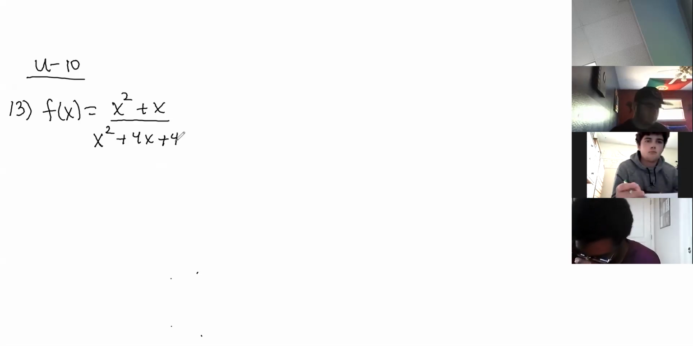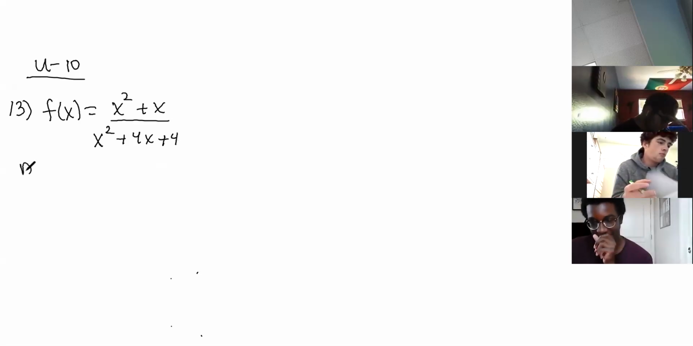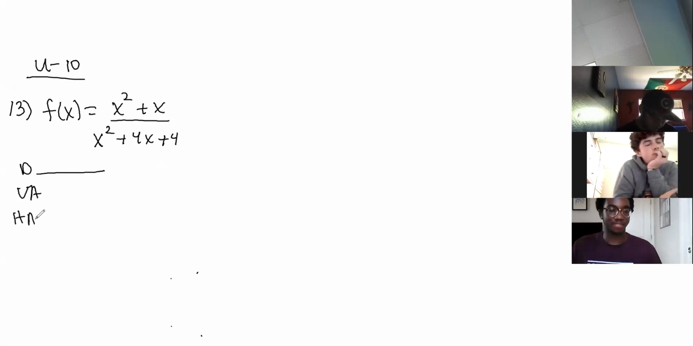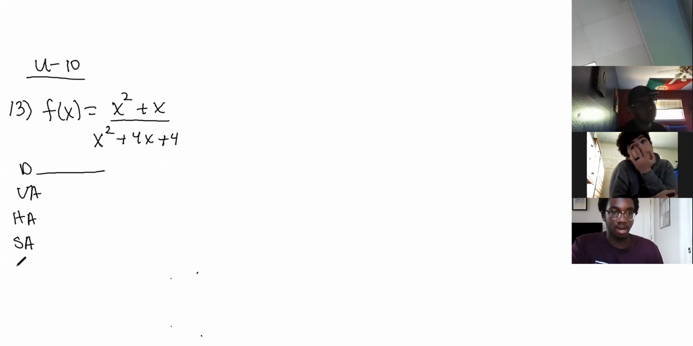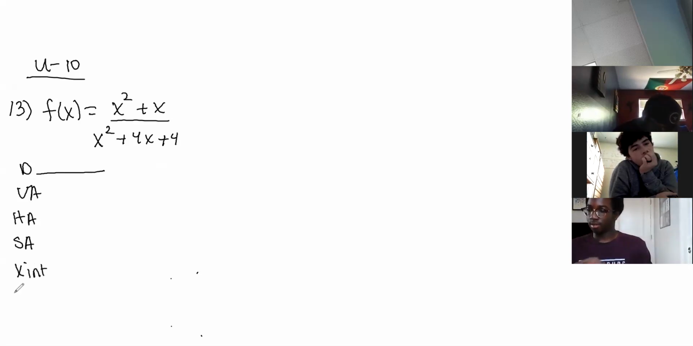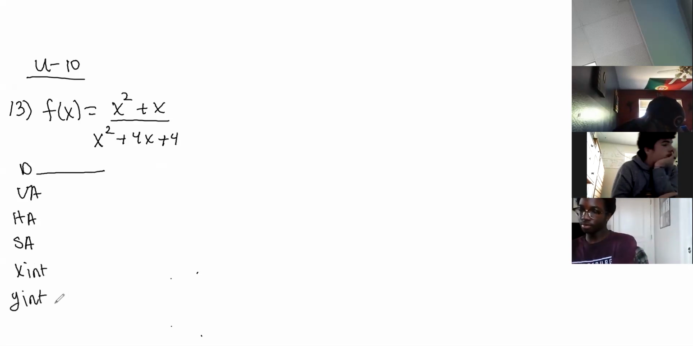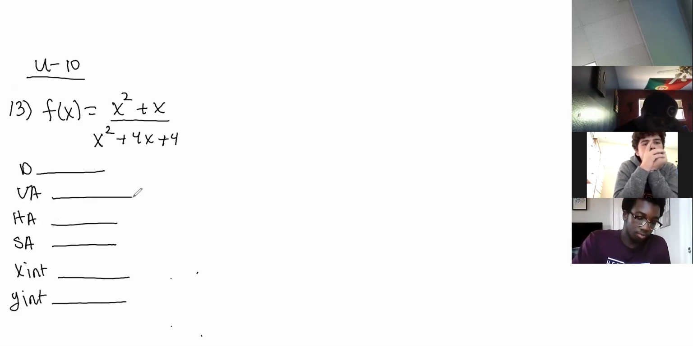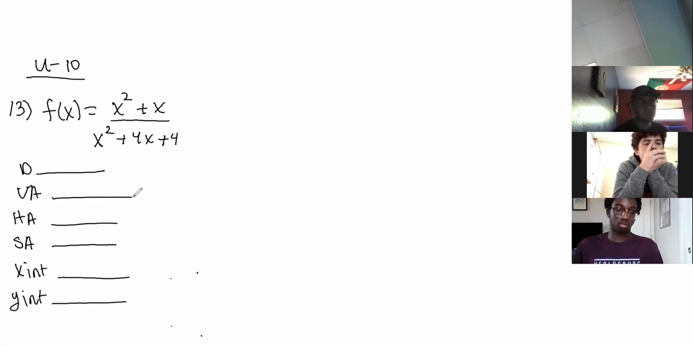Okay, so this is where we do domain, VA, HA, SA, x-intercepts, and y-intercepts. Okay, so domain, where do we look for the domain? What the denominator can equal? What the denominator can equal, correct.